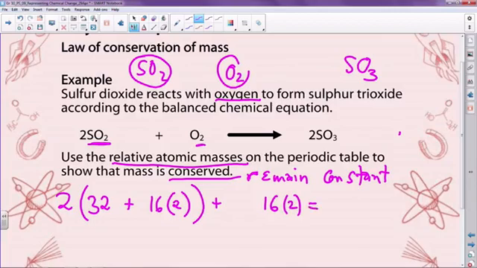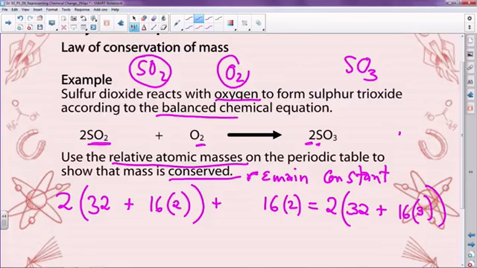So in the products, we've got two molecules. There is 2 multiplied by the 1 for sulfur, which is 32, plus, because we are adding, the sum, plus 16. But how many oxygen atoms are present in a molecule of sulfur trioxide? There are 3 of them. So it's very important for us. But this equation has already been balanced in terms of the number of molecules on the left as well as on the right.